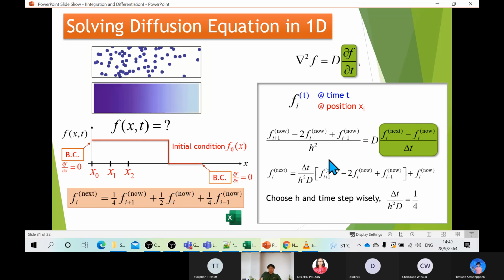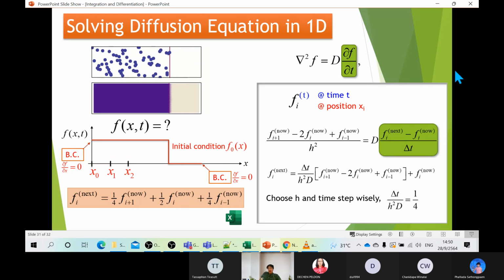Then I rearrange my terms so that the now is always on the right hand side and the next is on the left hand side. I can then use that equation to update the solution from one step to the next, to the next, to the next, and so forth. Okay, so that's the end of the exercise for differentiation.